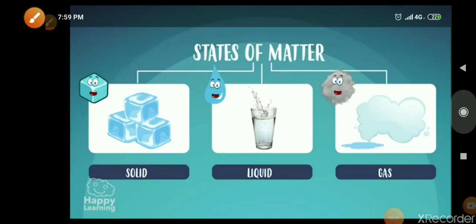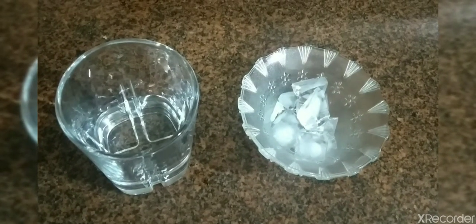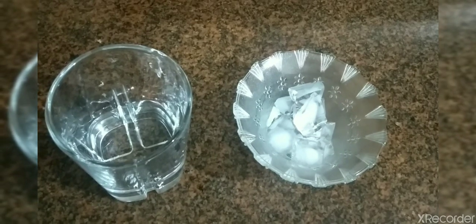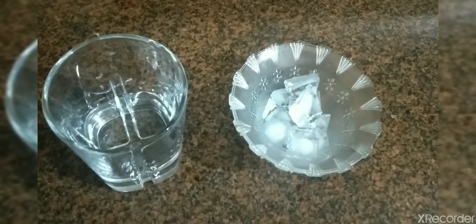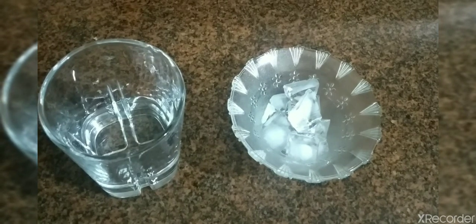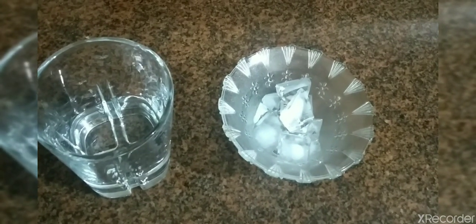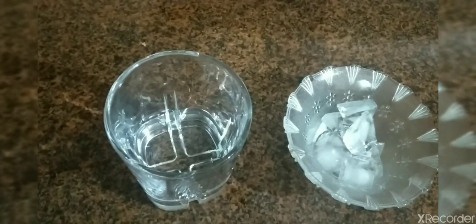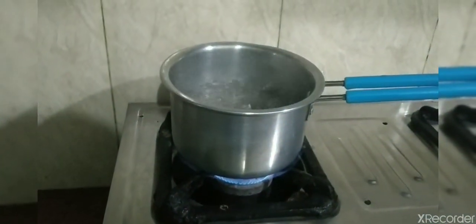So now, when we know that matter exists in three forms, solid, liquid and gas, have you ever wondered whether these forms change from one into another? Yes, they do change. So let's perform some simple experiments to understand the change of states of matter. Children, we'll take the example of water because it exists in all three states of matter: solid, that is ice, liquid, that is water, and gas, that is steam.